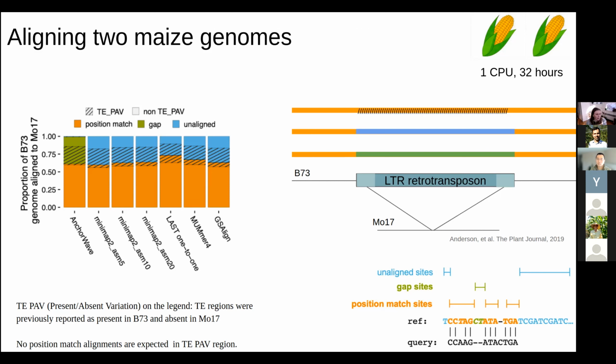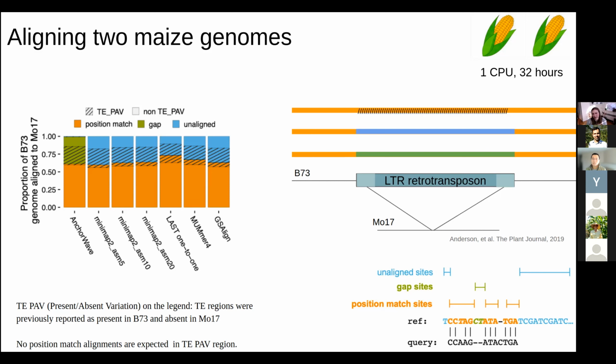Additionally, I want to highlight why I think that some of the differences between aligners in the position match sequences, these nucleotides that are getting aligned to one another, are probably wrong for many of the aligners other than AnchorWave. What's happening in some of these is this crosshatched region where TE sequence is being aligned to other TE sequence. And so presumably this is wrong.